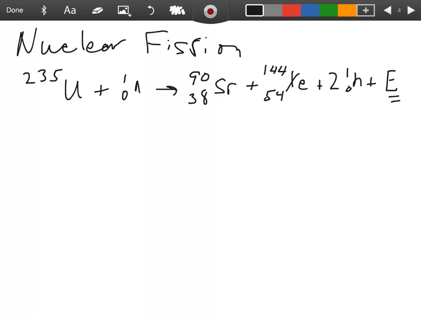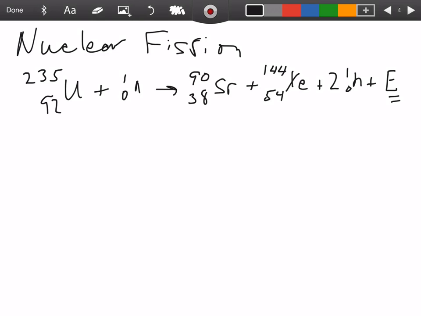Want to take a look at how we get our energy from nuclear processes. And typically we do that by using fission. I'm showing a reaction here of uranium-235, which has 92 protons. When you hit uranium-235 with a neutron, it can split up into any number of possible different products, but one of the sets of possible products is the production of strontium-90, xenon-144, and two other neutrons.